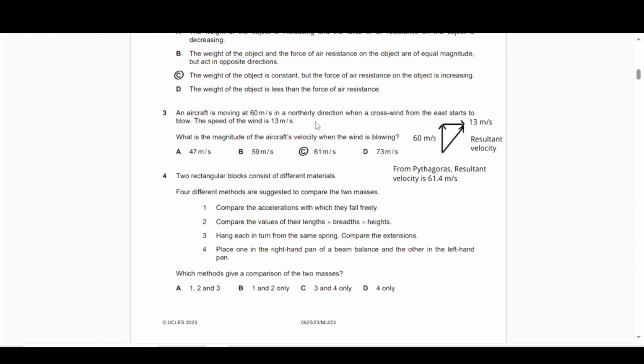So they want you to calculate the resultant velocity. So we have seen this concept. And the thing is, well, essentially to know the resultant, you've got to be able to draw a little arrow.